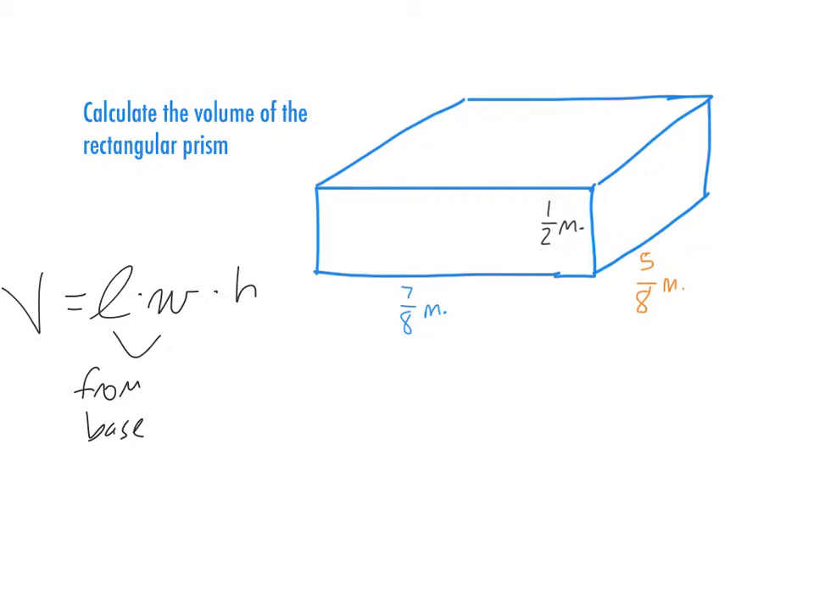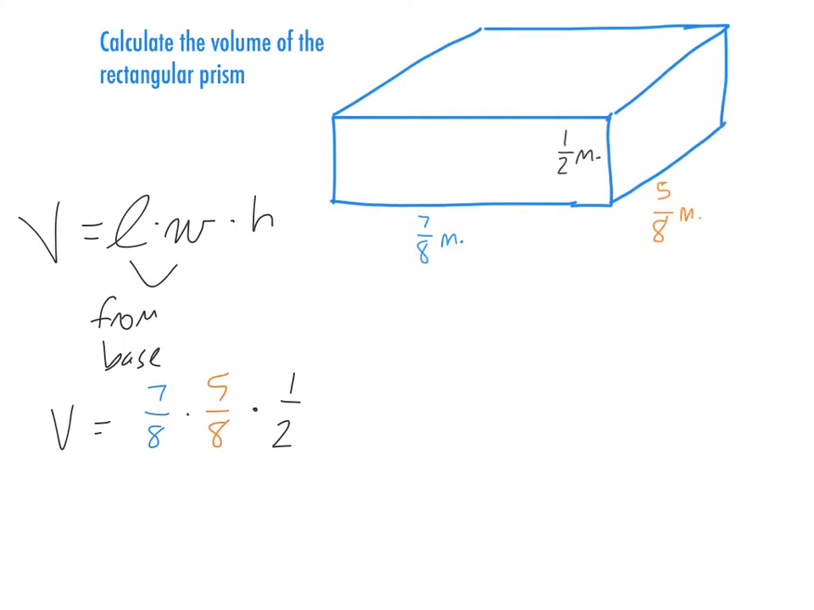So in this case, our length is going to be 7/8, okay? You could make the case that it'd be 5/8, and that'd be fine, but you'd have to flip-flop. So if we're going to call it 7/8, let's just do that. Times the width. The width is going to be the other dimension of the base that is not the length, so it's going to be the 5/8 times the height, which is going to be that 1/2.